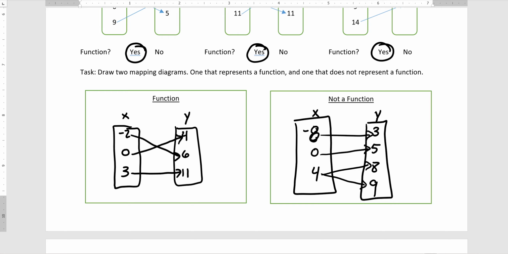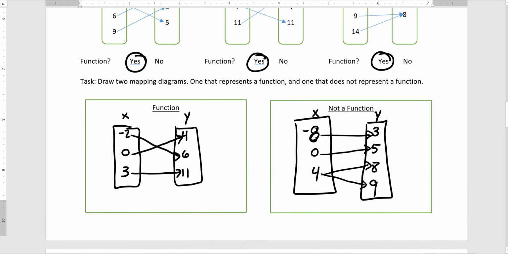So obviously the function and non-function that you drew will be different than mine, guaranteed. However, that is the idea we're going for. If you're not sure whether or not you did it right, feel free to raise your hand. I'd be happy to come around and check to make sure that you have a good understanding of what constitutes a function and not a function in our mapping diagrams.